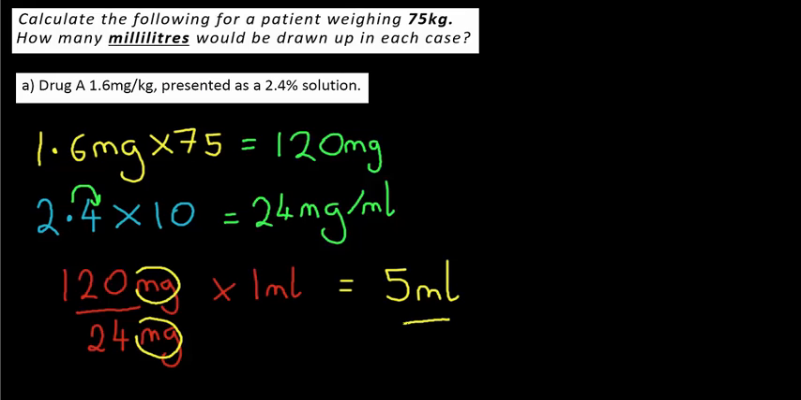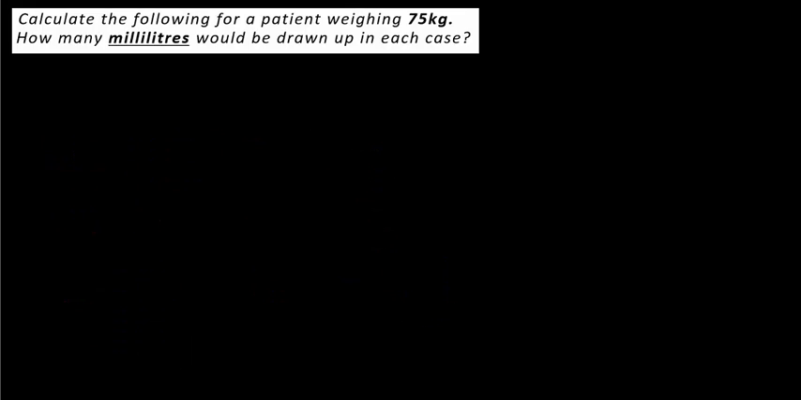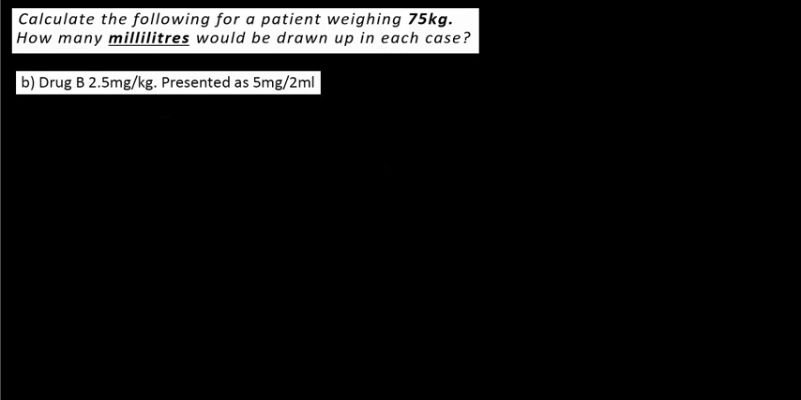And we have our first answer. So on to part B. Part B has the same patient, but now we need to give 2.5 milligrams per kilogram. So as before, our first step is a multiplication. We'll multiply 2.5 milligrams by the 75.